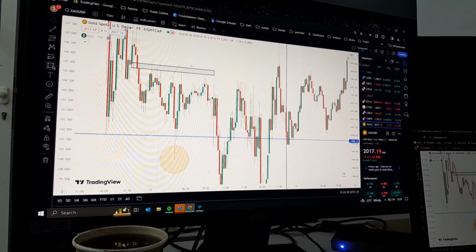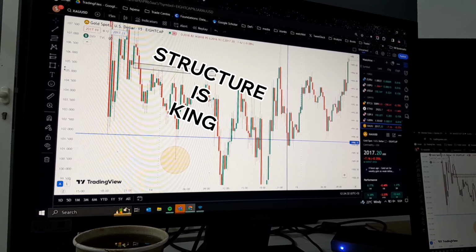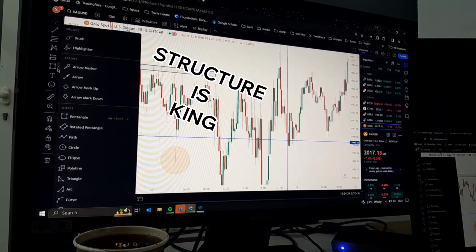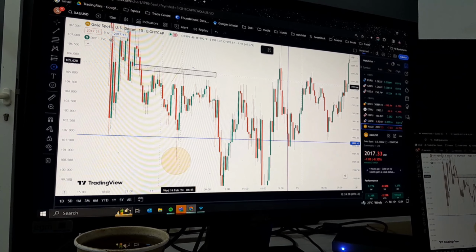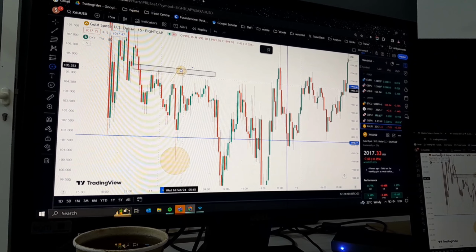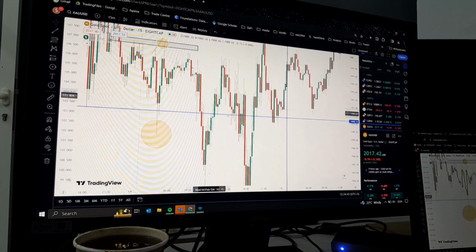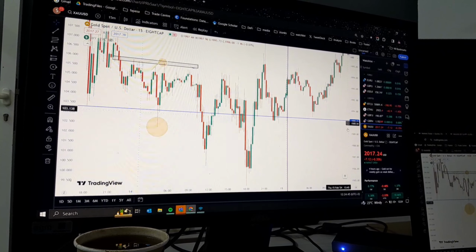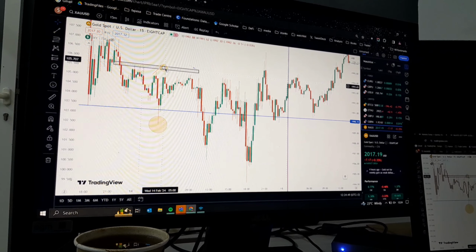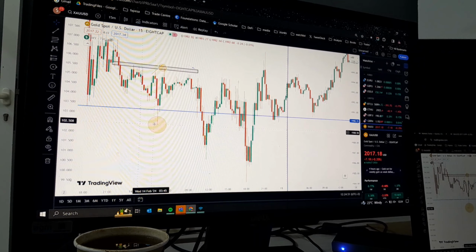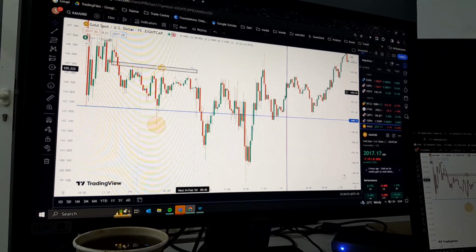So you remember, structure is key. Let's mark this as our high. So now once this high breaks this low, we mark our inducement, which is this.